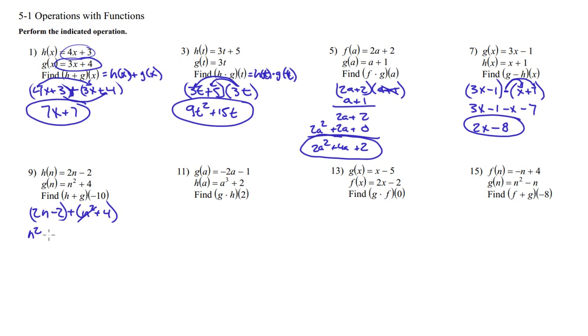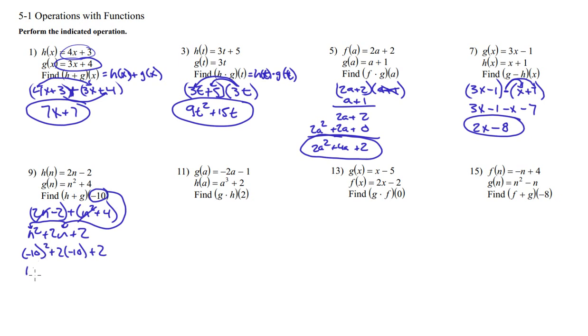Right? And then we have a 2n. And then negative 2 plus 4 gives us plus 2. Okay, so that's just like what we would have up here, except for now, instead of doing it for the n, we know that this n is going to be negative 10. So we're going to plug negative 10 in for both of these n's. So we do negative 10 squared plus 2 times negative 10 plus 2.